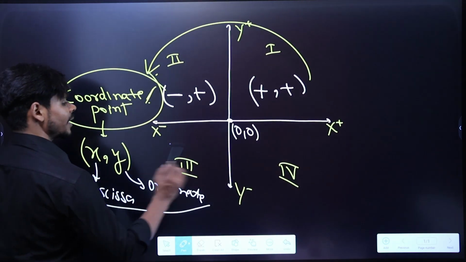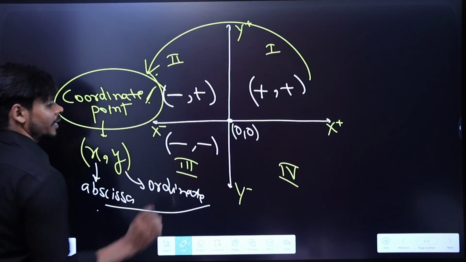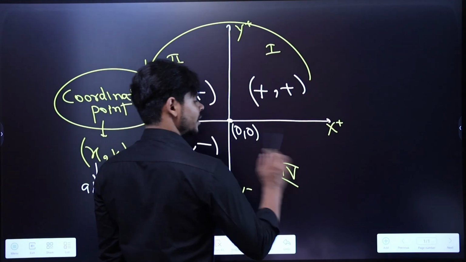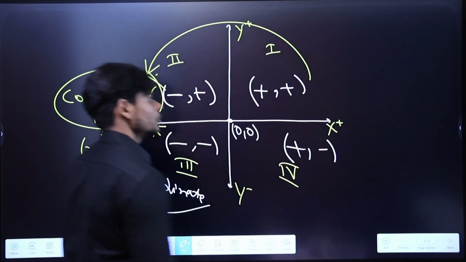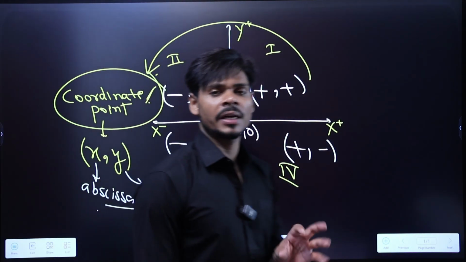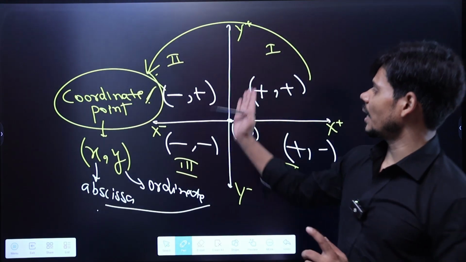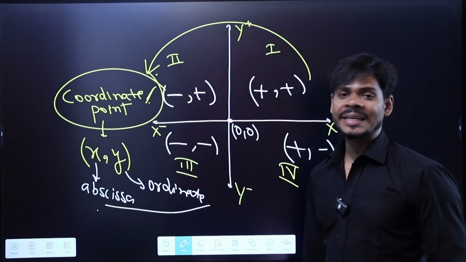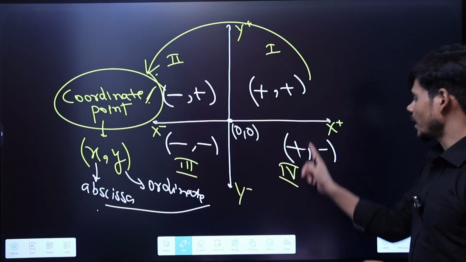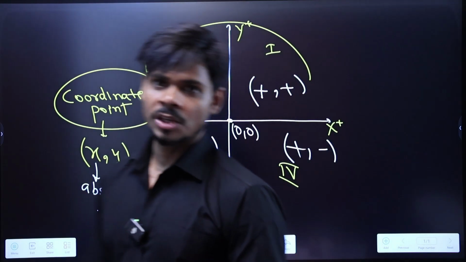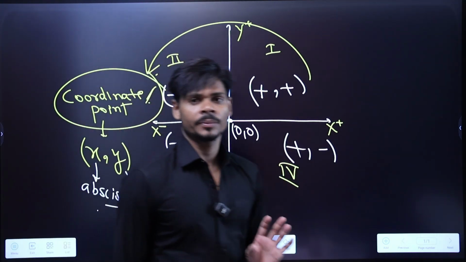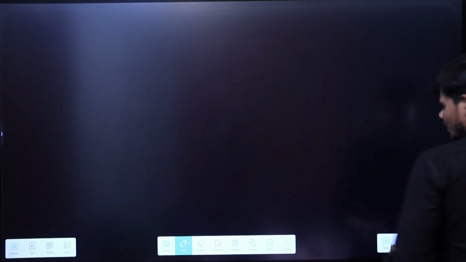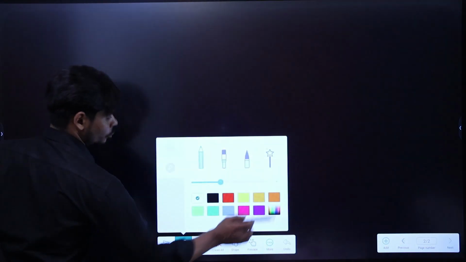Next, here x is negative and y is also negative. Here x is positive and y is negative. So in the first quadrant, both x and y are positive. In the second quadrant, x is negative and y is positive. In the third quadrant, both are negative. And in the fourth quadrant, the abscissa is positive and the ordinate is negative. These are the basics that you already know, I hope. And if you don't know, no problem, I explained.